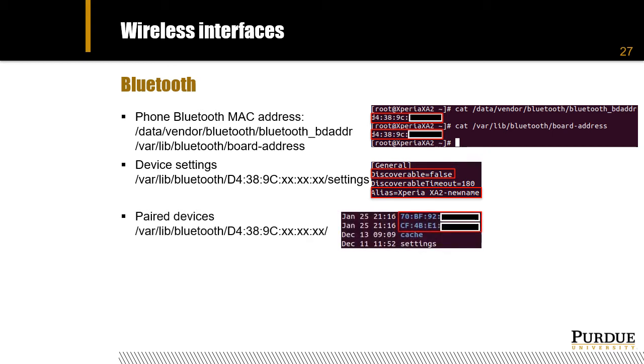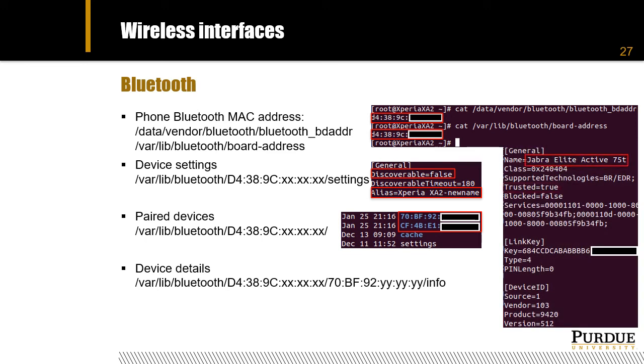For all paired devices, there will be a subdirectory based on the MAC address of the paired device. In each of those directories, there will be an info file which will contain additional information about the paired device. In this particular case, we see that this is a headset. We can see that it is trusted, so it can read the address book from the device. And we also see the link key.